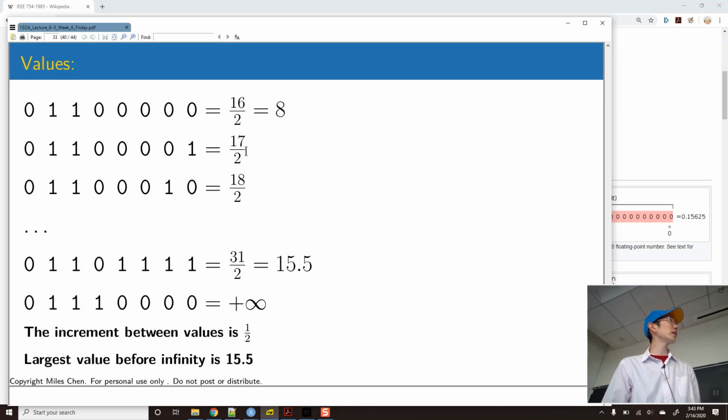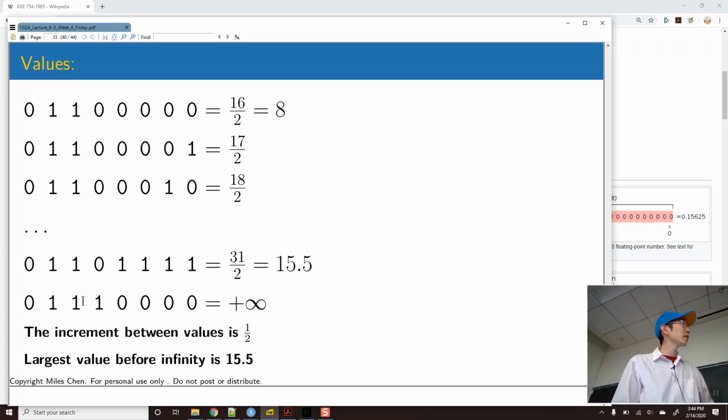Okay, so I get 16 halves, 17, 18, and I get up to 31 halves. This is the largest number I can have before the computer says it's infinity, right? So it's a little silly. The biggest number it can represent is 15.5, which seems ridiculously small. But on our mini floating point system, this is the largest number it can represent, 15.5.